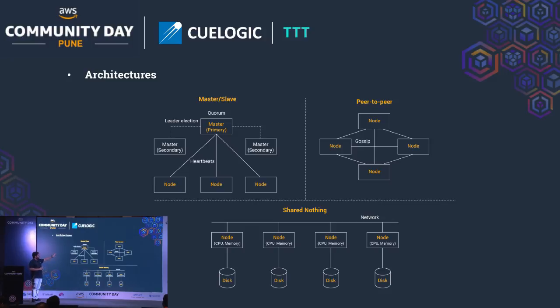Peer-to-peer is different because there is no master there. That's a key point. So all the nodes talk to each other. It's like a ring structure. Shared nothing. Now, shared nothing is not related to these two per se, but shared nothing means that typically you will always have CPU, memory, and storage to execute anything. And of course, you've got the network, which is there at the top.